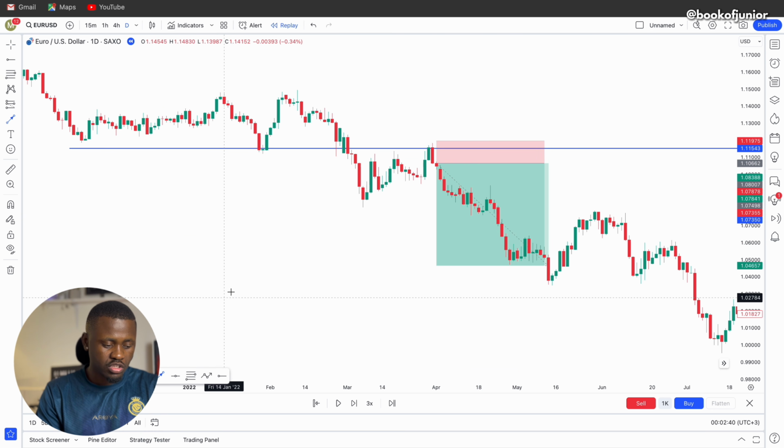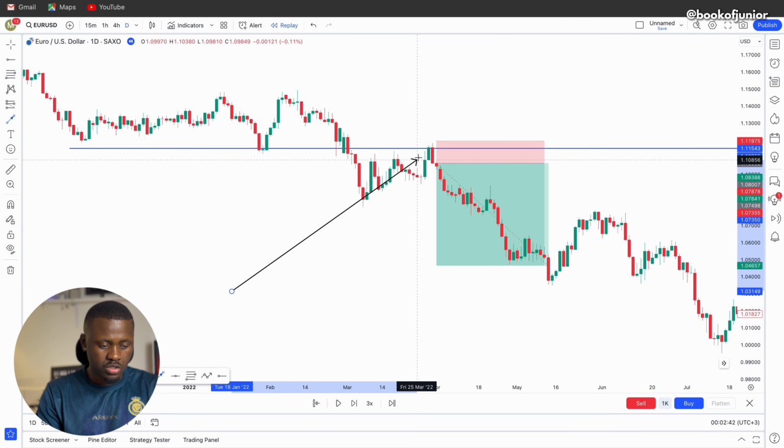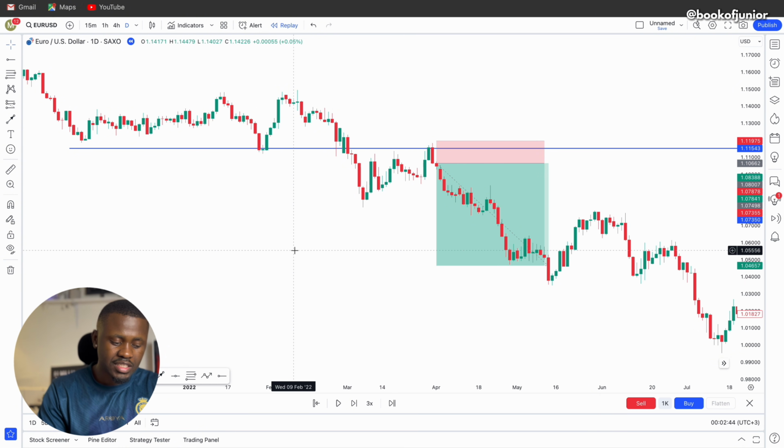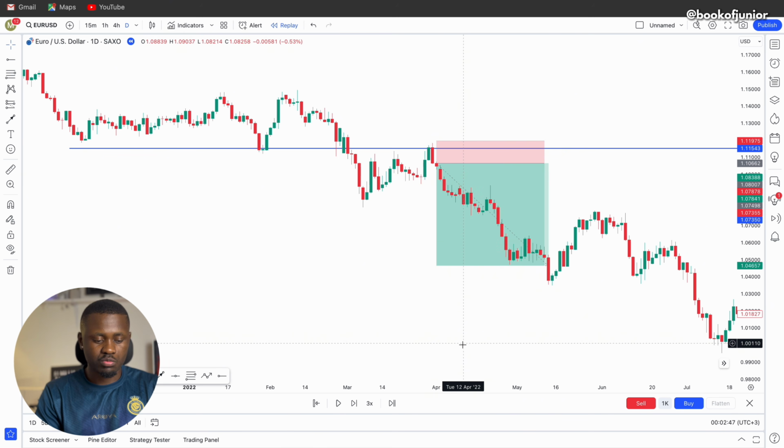You measure the distance from here to here as your impulsive move, because price will always hit that target as long as you're in a downtrend market. So that will be our first trade.